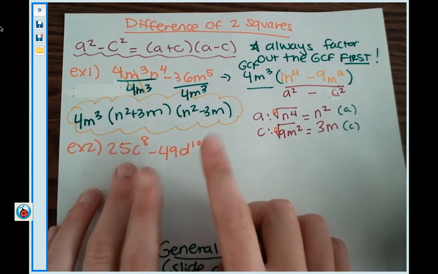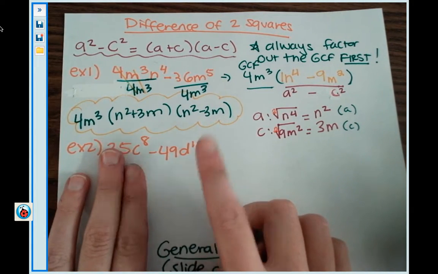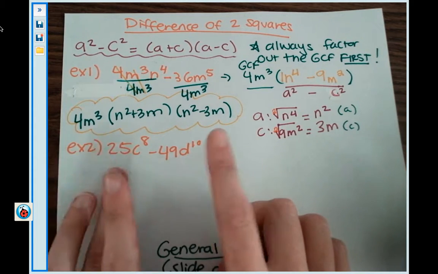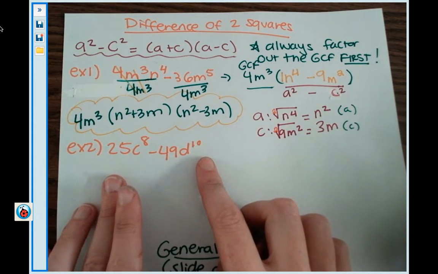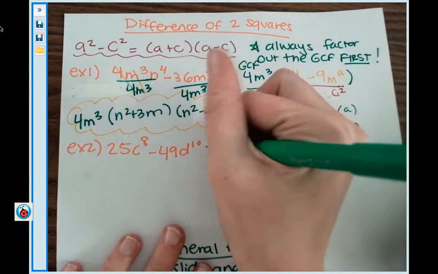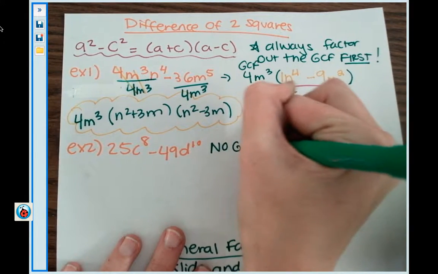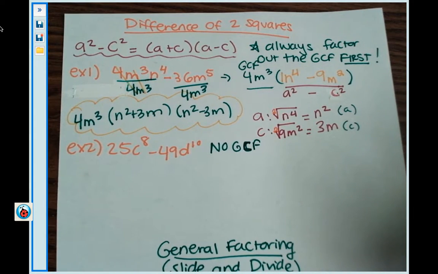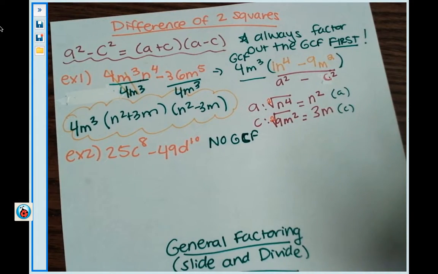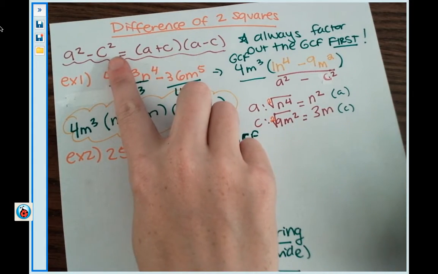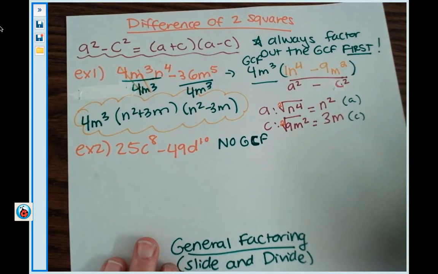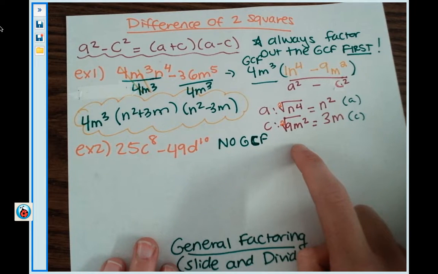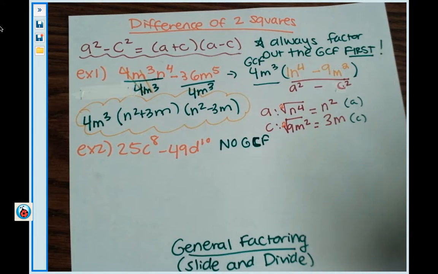And I don't have any variables in common. This one has C's and this one has D's. So I don't have something in common between both terms. So this one does not have a GCF. So no GCF in this one. I'm going to go directly on to our difference of 2 squares, which says, the rule says, if we have 2 terms that are perfect squares, we square root each piece, and then we add them and subtract them, and then we're done.